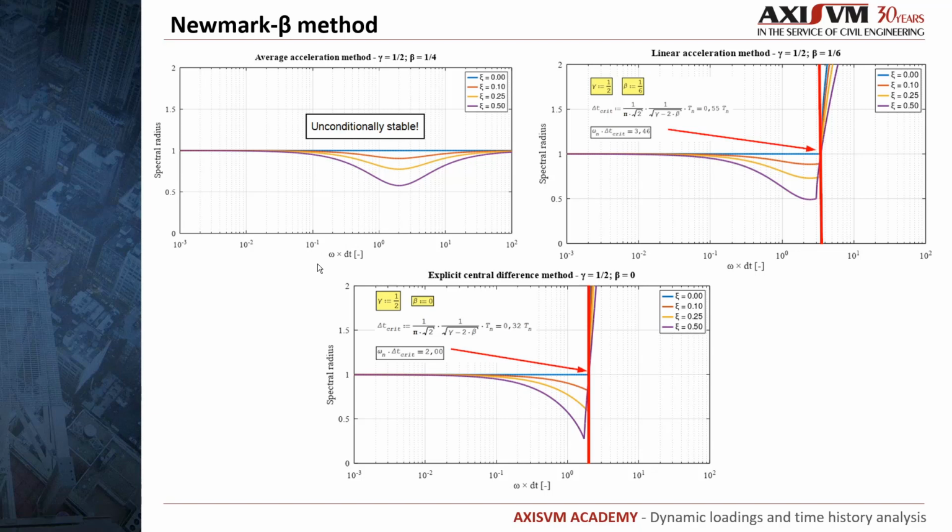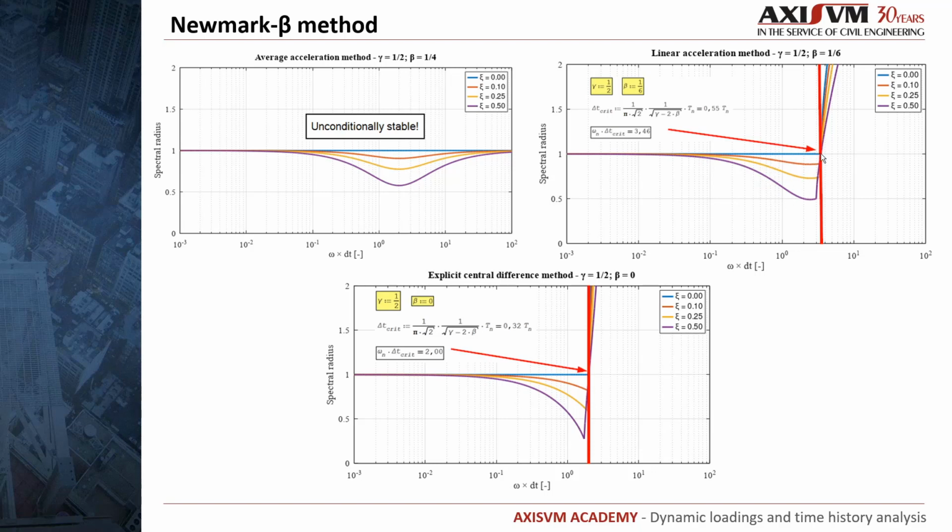Using the average acceleration method leads to an unconditionally stable process. The spectral radius never exceeds 1, so the system remains stable whatever time step is used. Please note, however, that the accuracy is highly influenced by the chosen time step, so it should be chosen with care. The linear acceleration and the explicit central difference methods are only conditionally stable. The spectral radius increases rapidly if the critical time step is reached. Note also that the spectral radius is dependent on the damping, but the critical time step is not.